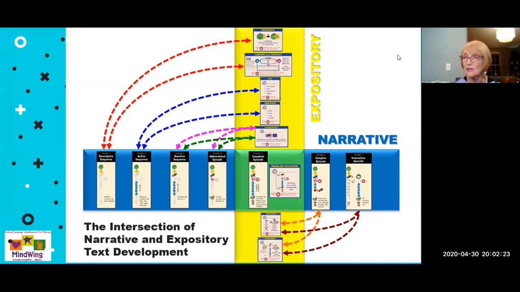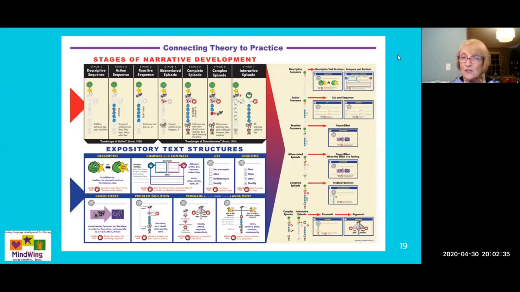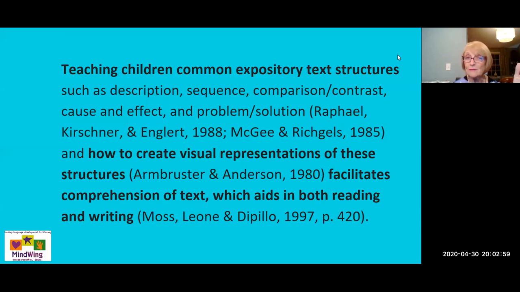I love this animation that Sheila made for me and wanted to present it tonight. This is from MAP, Deepening Discourse and Thought. A chart that we have shows just what Sheila had in animation on the last slide on the right. It shows how narrative and expository text can be grouped together as a way of intervention. Teaching children common expository text structures is really necessary, as well as how to create visual representations of these structures. That facilitates comprehension, which aids in both reading and writing, and I might say oral language comprehension.